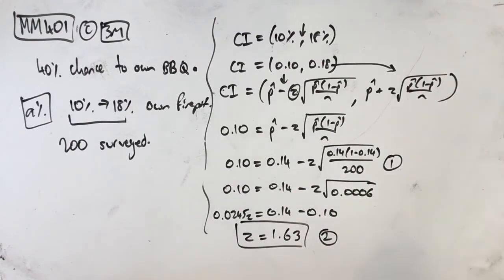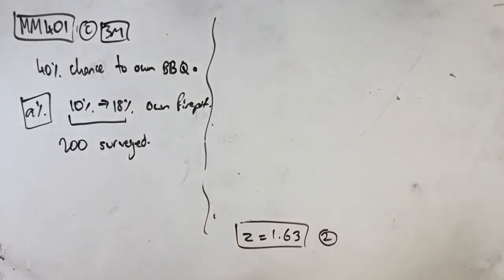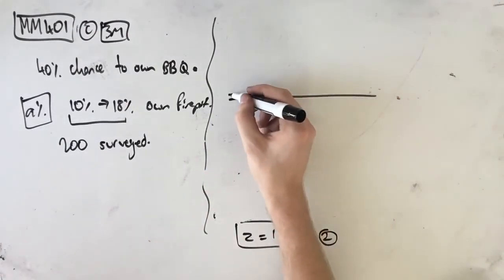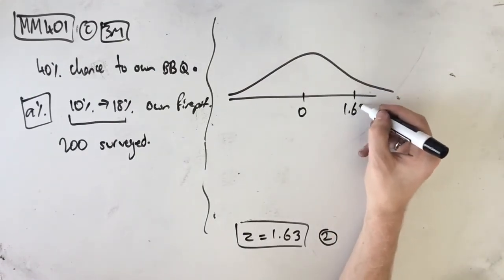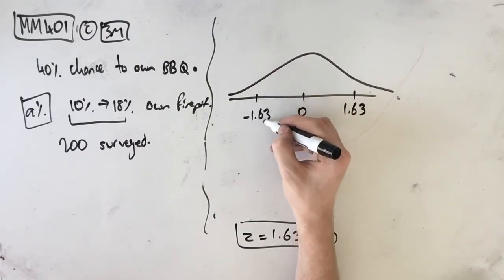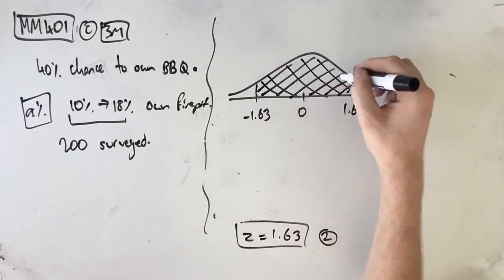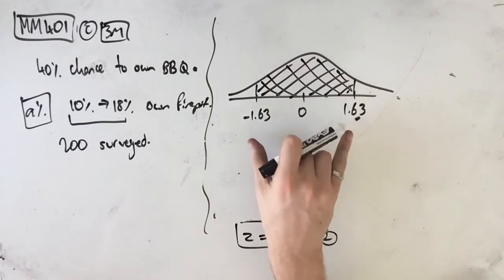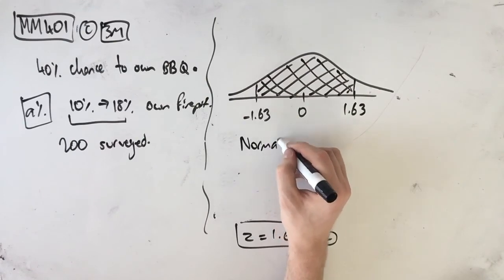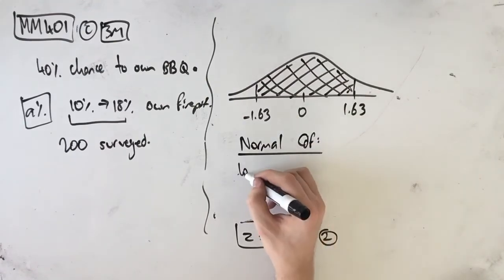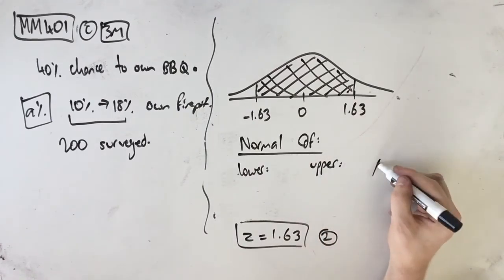So now we can actually use this to figure out our confidence level. What this means is, on a normal distribution graph, we have our mean of 0, and we're 1.63 standard deviations away from the mean on either side. And we're going to have a certain amount of data that lies between these two values. So we take our positive Z and our negative Z, and we find the area between those two, and that is our level of confidence. The way we do that is by using our normal CDF. It's going to ask us for lower, upper, mean, and standard deviation.